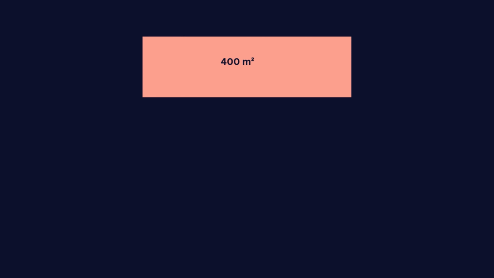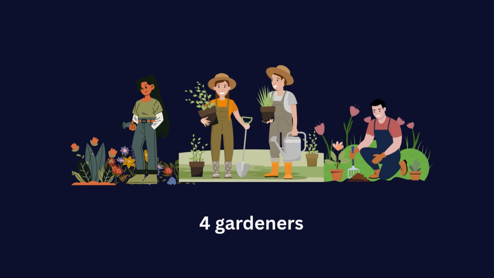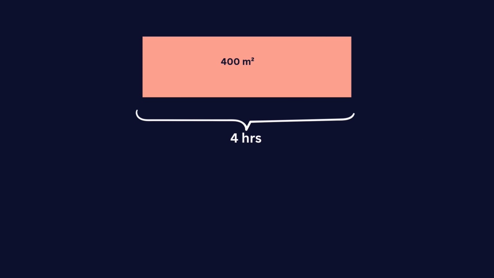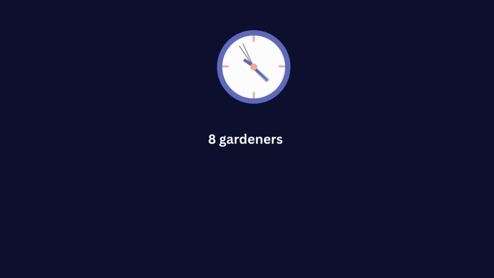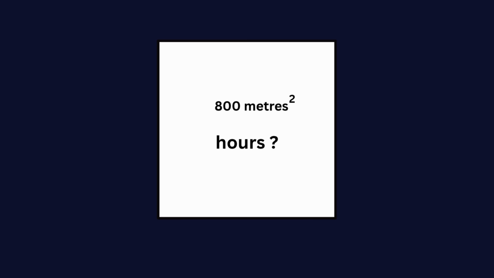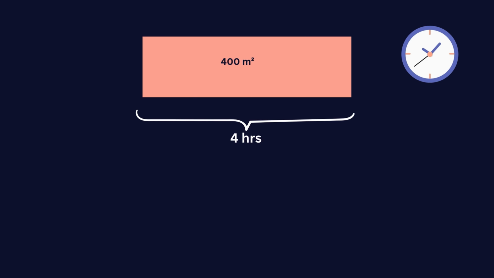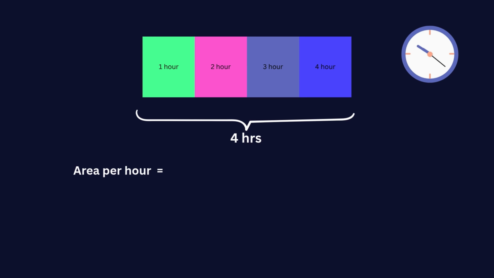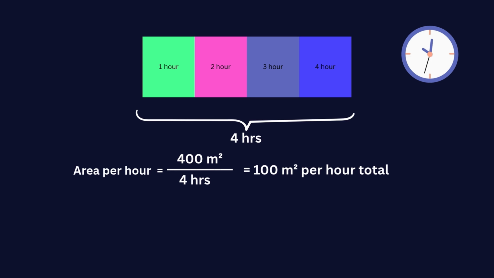From the question, the total work equals 400 square meters, and the number of gardeners who did the work equals 4, and the time it took them equals 4 hours. So how long will it take if we double both the gardeners and the area? Now we need to find the team hourly rate, meaning in 1 hour, what is the total area that the 4 gardeners covered. In order to find that, we can just say area per hour equals 400 square meters divided by 4 hours. If I do the calculation, that would give me 100 square meters per hour.